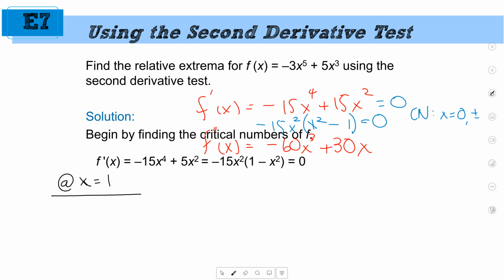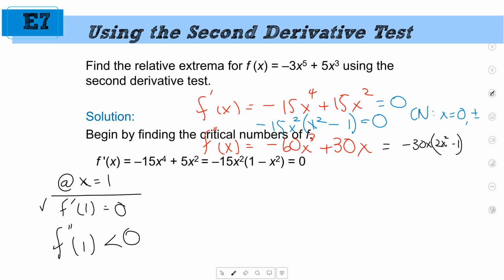Let's start at x equals 1. We'll do this one first. F prime of 1 equals 0. I knew that already because it's a critical number. What's f double prime of 1? Is it positive or negative? Well, you bust out your second derivative there, and if you wanted to factor it, you could. Take out a negative 30x, so that would leave me 2x squared minus 1. Plug 1 into that, I'd get a negative times a positive, which would make it negative, so this is less than 0. It's negative.